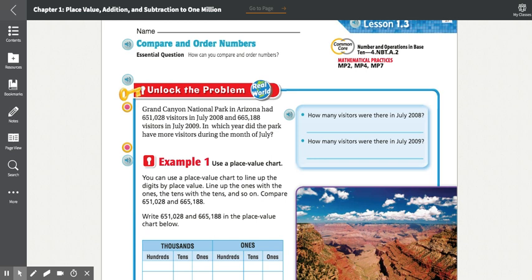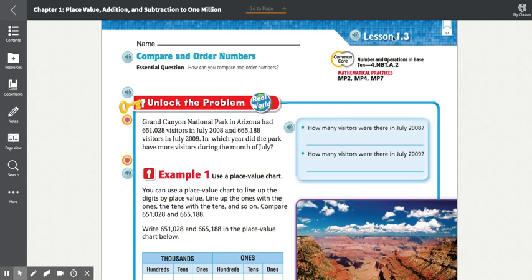Hello, this is Mrs. Ostrike, and today we'll be working on lesson 1.3, compare and order numbers. Our essential question is, how can you compare and order numbers?